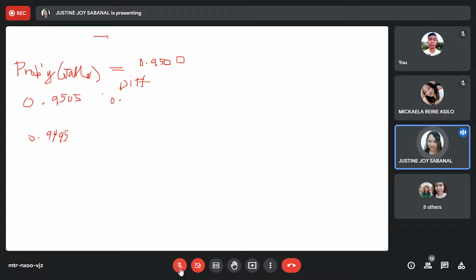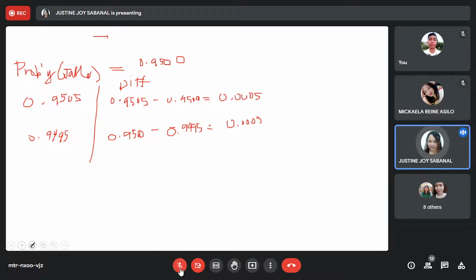Minus muna natin. So, 0.9505 minus 0.9500. Ang difference nito ay 0.0005. So, check natin. Kung i-consider natin yung 0.9495, unahin ko muna yung 0.95, mas malaki yung value compared to 0.9495, so we still have 0.0005.